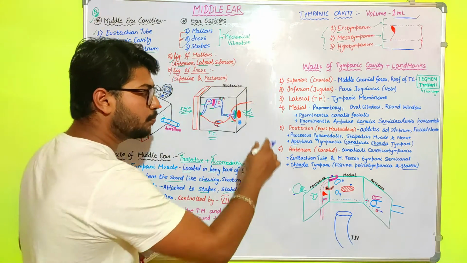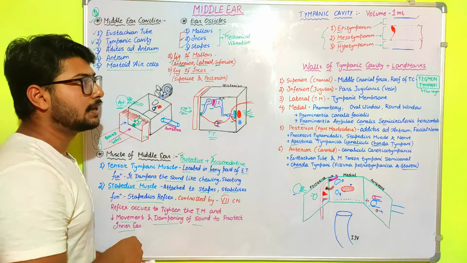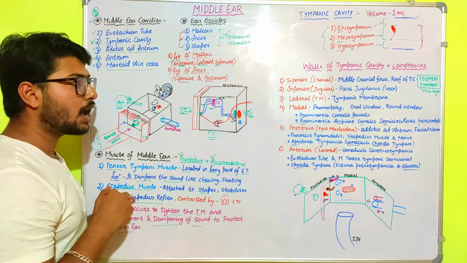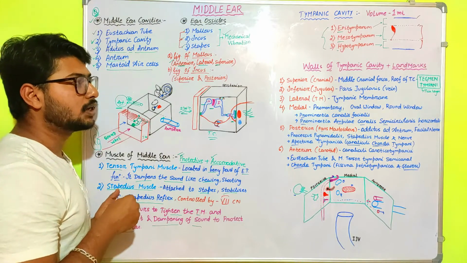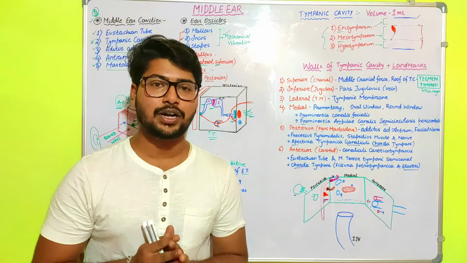So these are the important landmarks present on the walls of the tympanic cavity that you should remember, and through these landmarks only we are going to identify the walls of the tympanic cavity. So this was all about the middle ear.